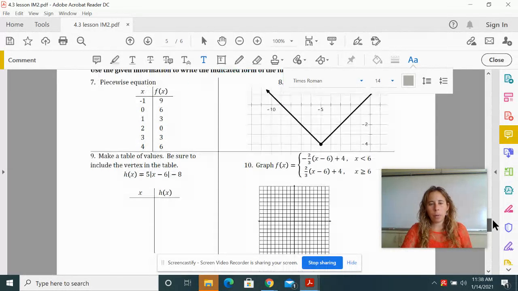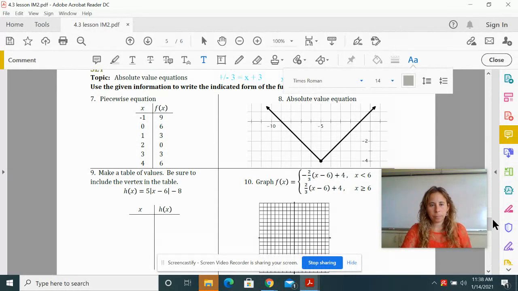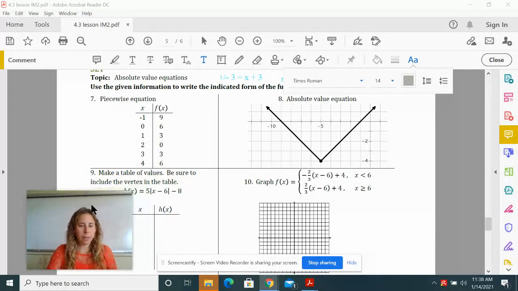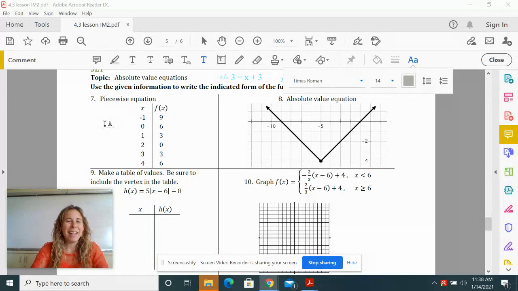So this has to do with what we were talking about in class today. So number 7, they want you to write a piecewise equation and they give you a table. You could graph it, and then once you see your graph, you'd be able to write your piecewise. Because if you graph it, you're going to get an absolute value function, so then you'd be able to write the equation of this and the equation of this. But you don't need to.